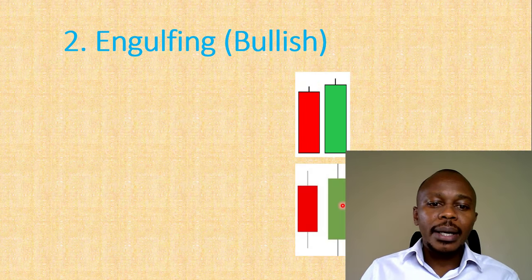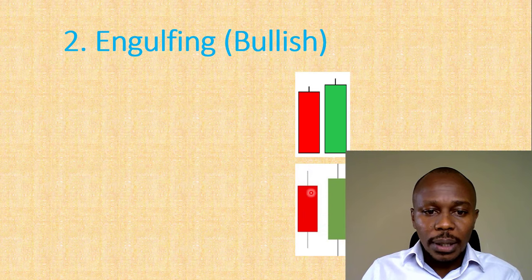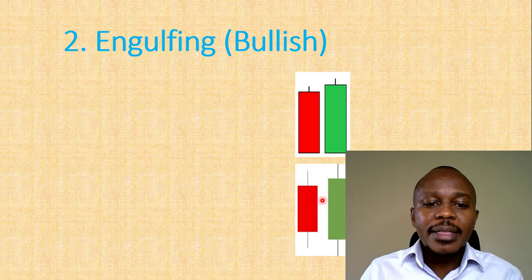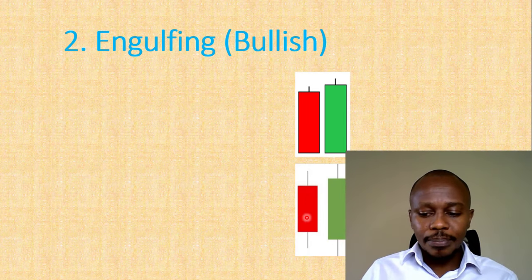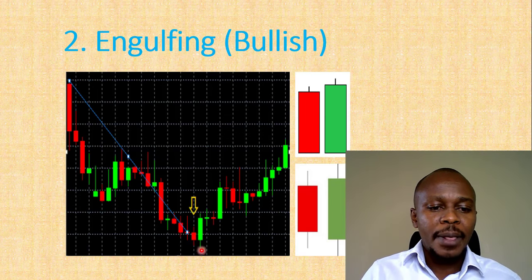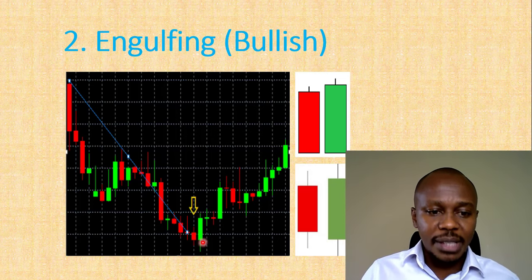It could also appear whereby the wicks or the highest and the lowest points of the candlesticks are shown, but the body of the second candle covers the body of the previous. That's forming a bullish engulfer. And you can see this in an example. Downward movement hits a support, a major support, based on the lines you draw for support and resistance.